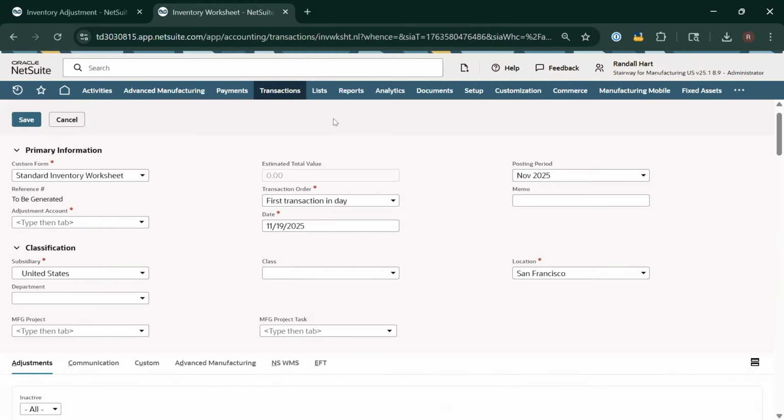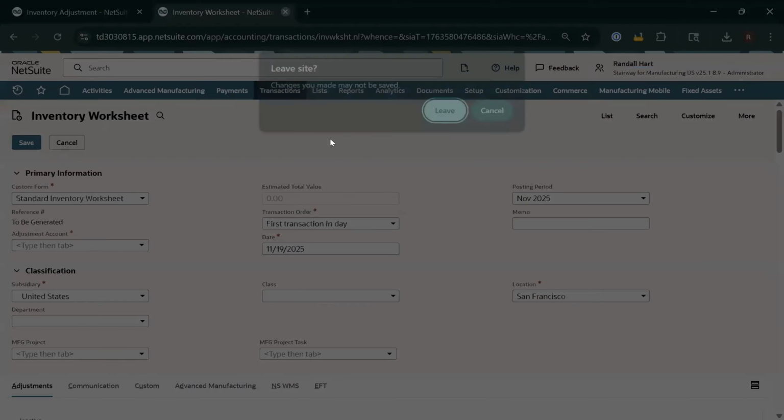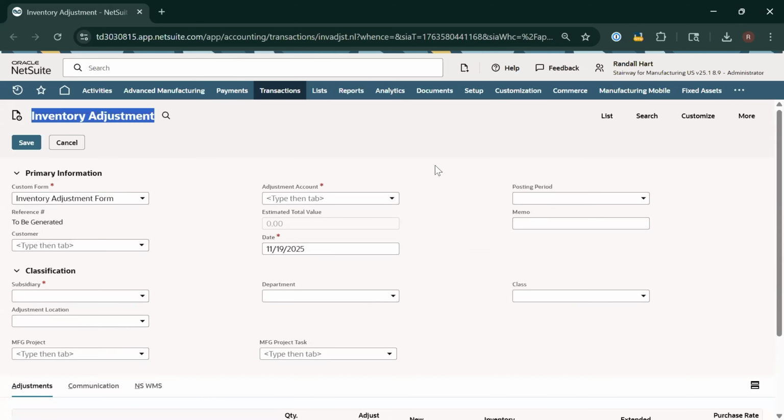So that's my little spiel on the inventory adjustments. So let's talk about transfers. The next piece of the inventory management flow that we're talking about is inventory transfers.